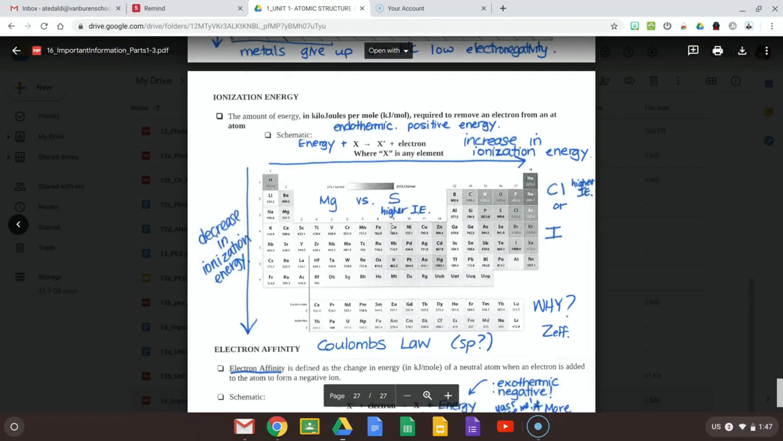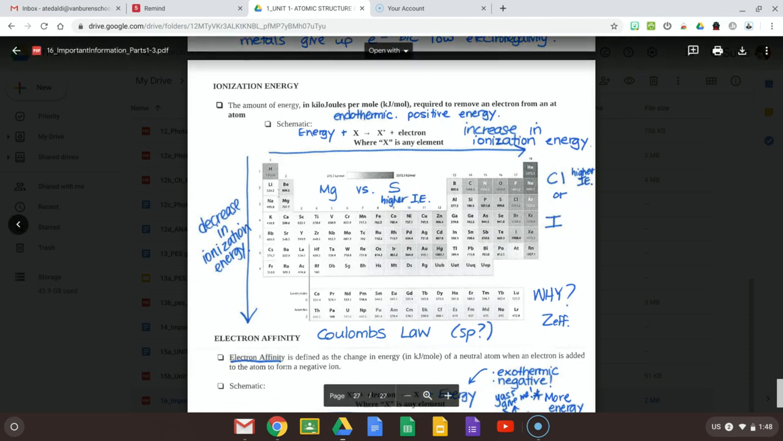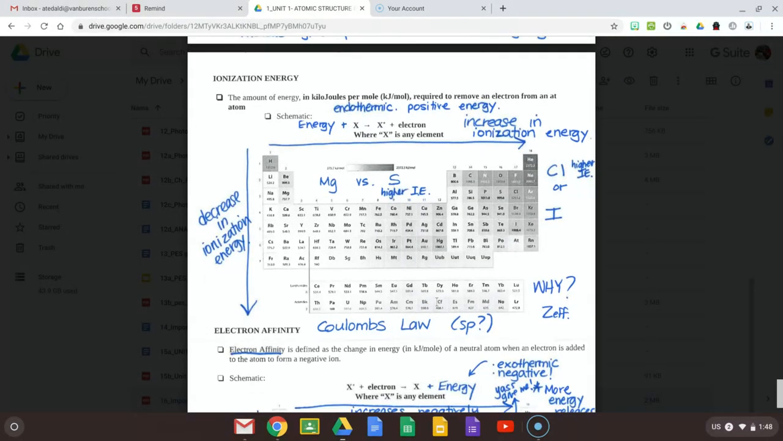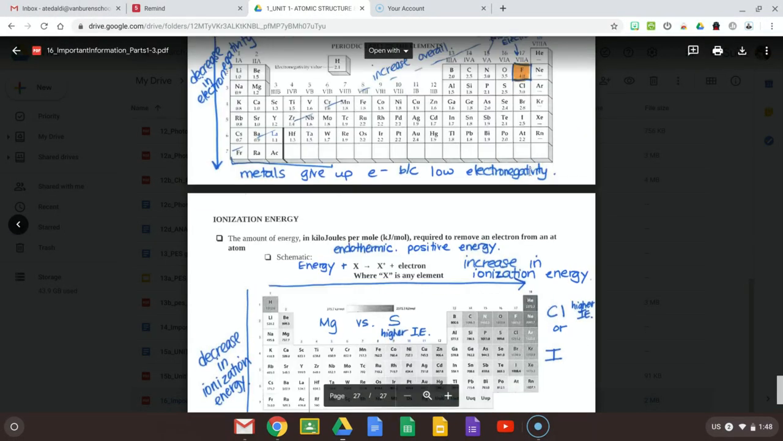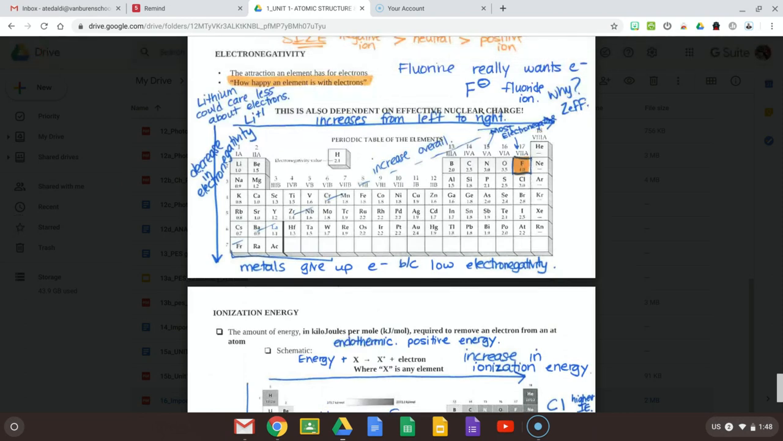For the trend, ionization energy increases as you go to the right, and it decreases as you go down. Why does this happen? Coulomb's law, or Z effective. So fluorine, as we set up here, is the most electronegative element. It really wants to hold on to electrons. It does not want to give up electrons.